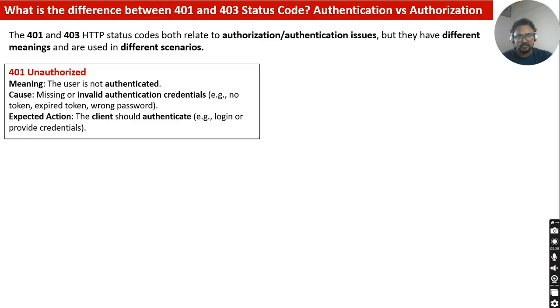Numerically, 401 comes before 403. So 401 means you are not allowed to go inside the company. If you think from that point of view, it will be easy for you, otherwise you will get confused between 401 and 403. So 401 is unauthorized, meaning you are not authorized to access. For that you require credentials. If you enter invalid details, you are not authorized. Sometimes it is a wrong password, a wrong token, an expired token, expired biometrics, or your ID card has been disabled by the IT team.